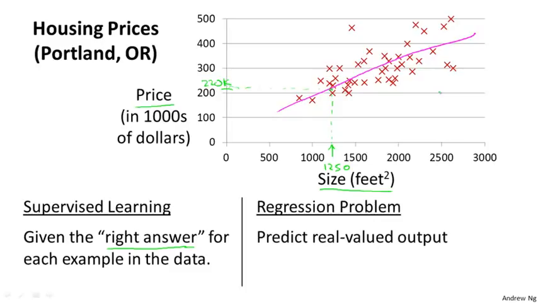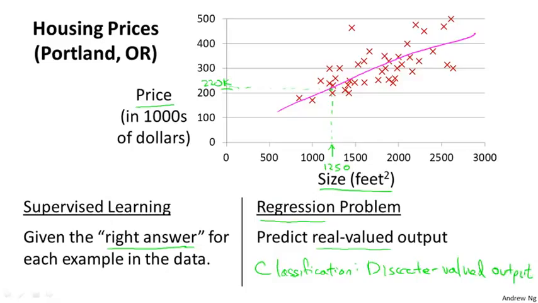And moreover, this is an example of a regression problem, where the term regression refers to the fact that we're predicting a real value output, namely the price. And just to remind you, the other most common type of supervised learning problem is called a classification problem, where we predict discrete value outputs, such as if we are looking at cancer tumors and trying to decide if a tumor is malignant or benign. So there's a 0-1 value discrete output.